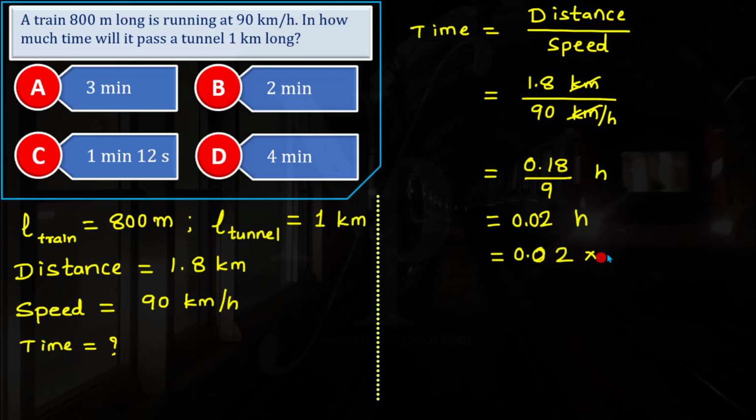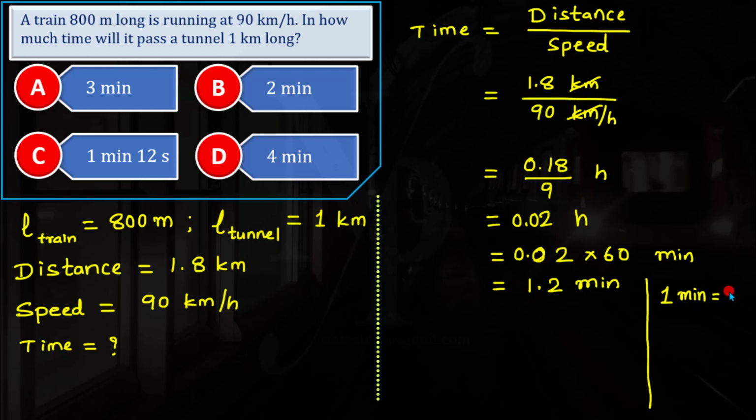Expressing 0.02 hour in minutes, 0.02 into 60 minutes. Multiplying 0.02 by 10, I get 0.2 into 6. Again multiplying 2 by 6, I get 1.2 minutes. In any of these answer options, we don't have 1.2 minutes. Let us express this 1.2 minutes in minutes and seconds.